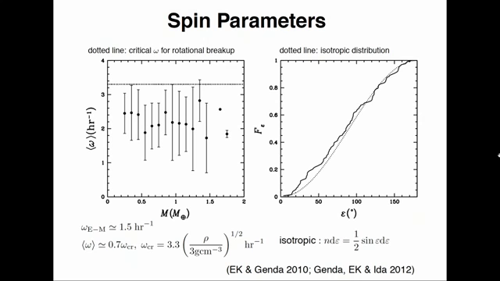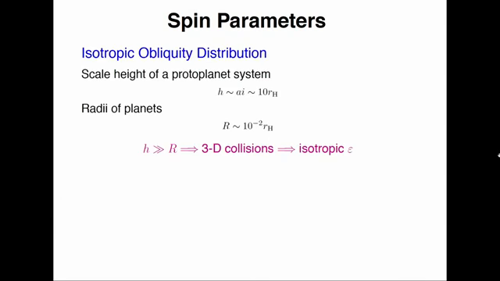Why? Because during this giant impact stage, the scale height, the vertical excursion of the protoplanets, is much higher than the physical size of the embryos. So the collisions, the giant impacts, are fully three-dimensional. It's almost random, which leads to this isotropic distribution of obliquity. So that's the prediction.